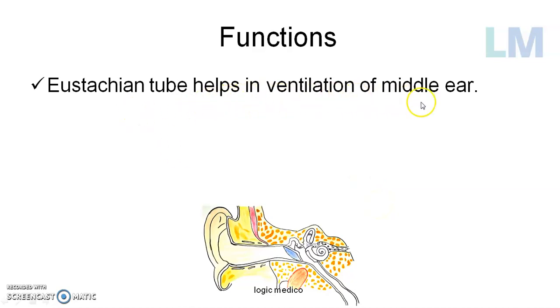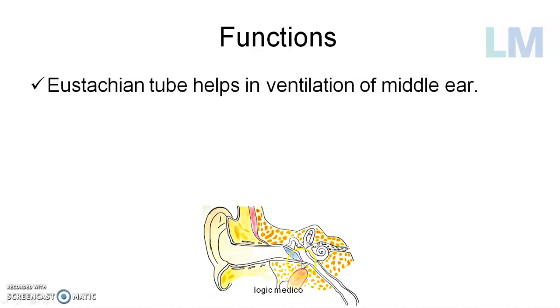Eustachian tube helps in ventilation of the middle ear. So the air can enter the middle ear cavity only from the eustachian tube. Why is this? The lateral wall of the middle ear is formed by the tympanic membrane. It is an intact membrane. Air cannot enter through that into the middle ear cavity unless there is a perforation. Otherwise, usually the middle ear cavity is sealed off.